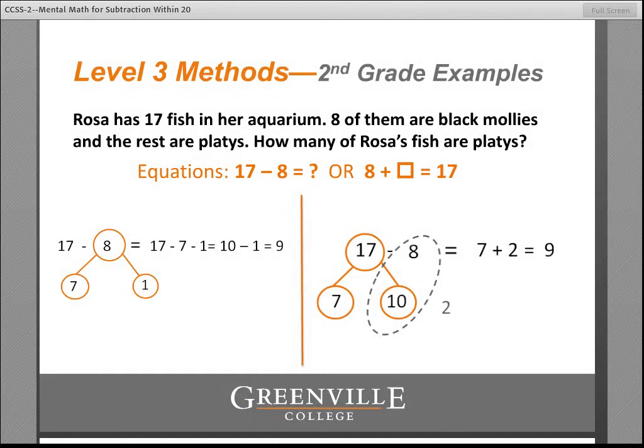I have shown two different level 3 methods here. Both of them involve using the idea of decomposing. Decomposing numbers and taking advantage of our number system is very useful. So we're going to talk about two different ways to do that.